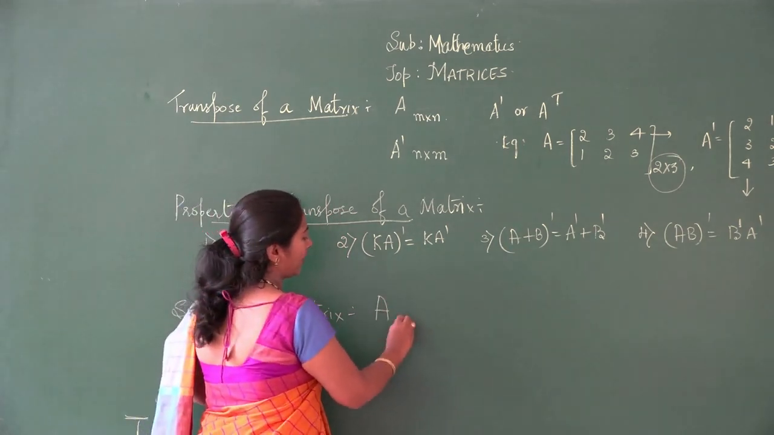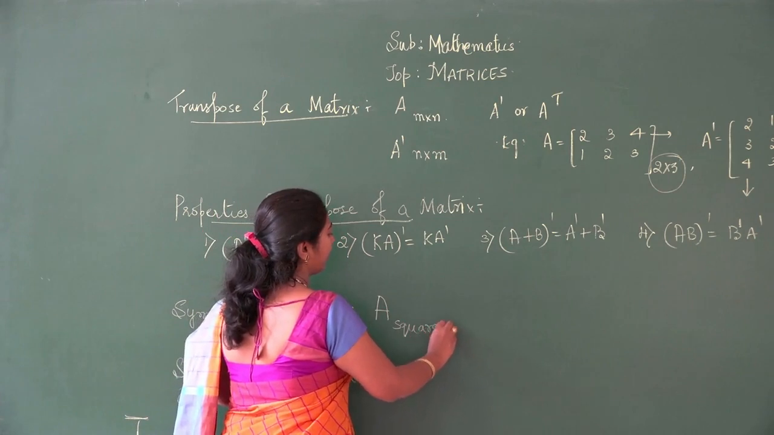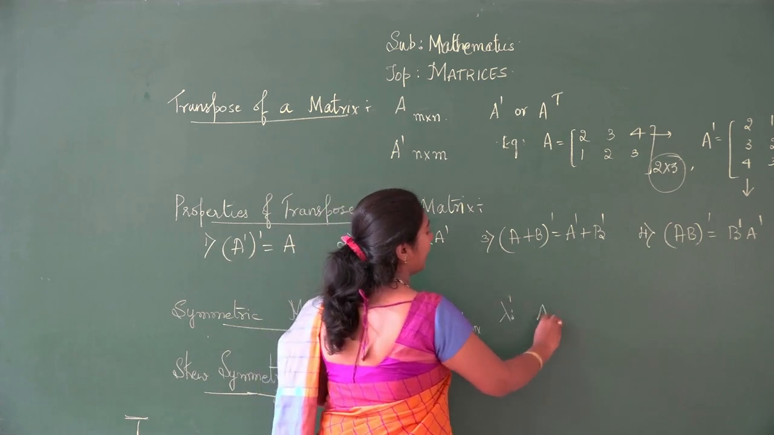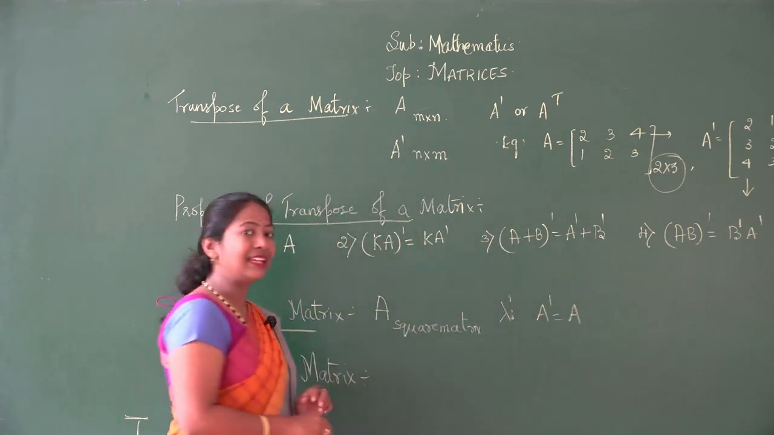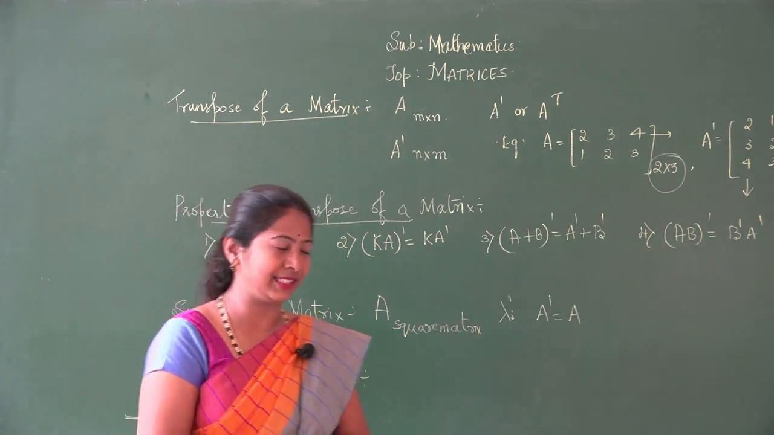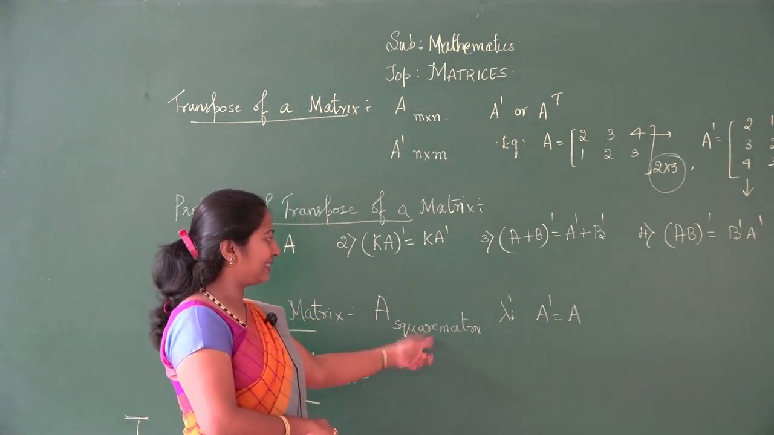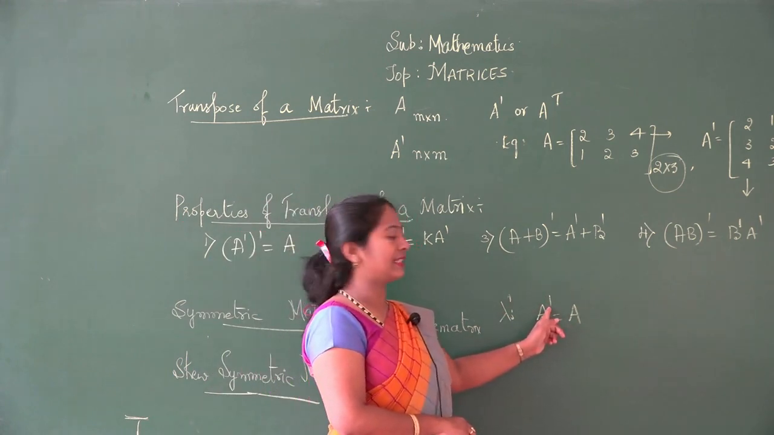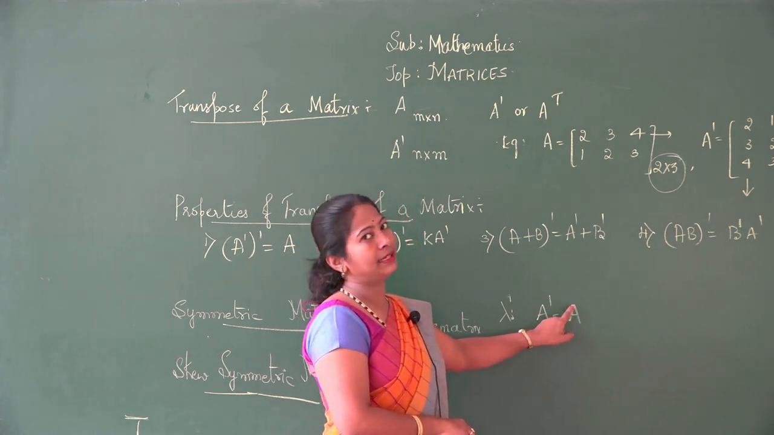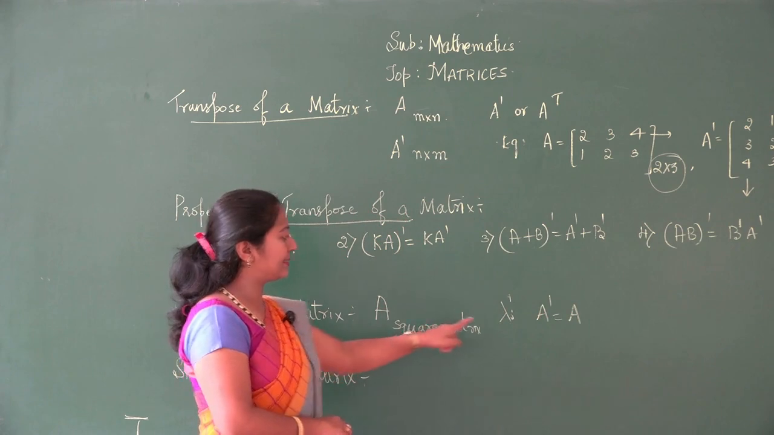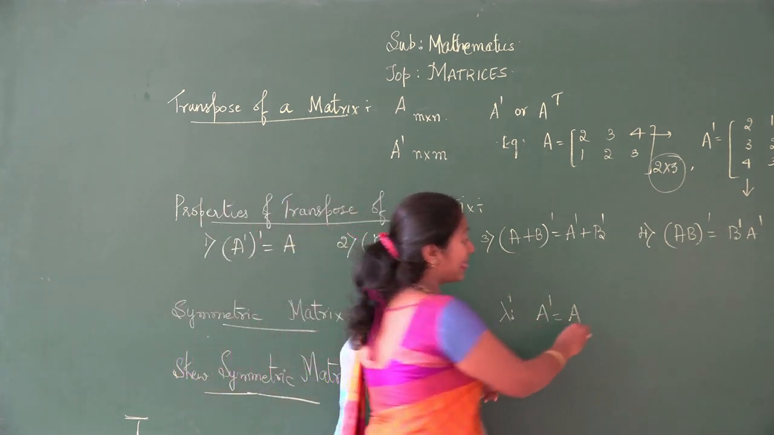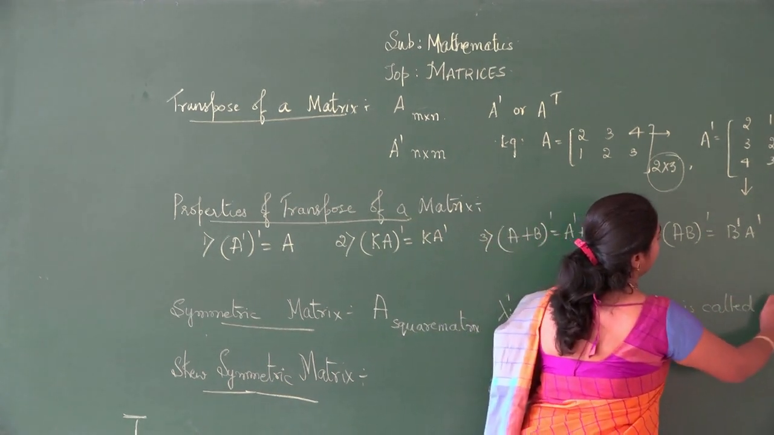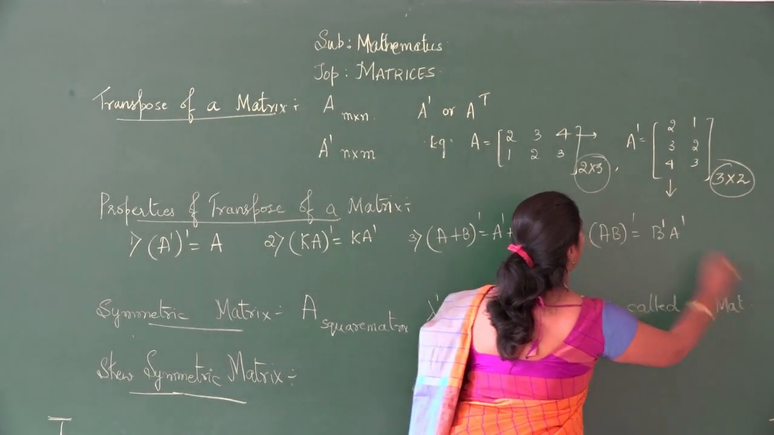If A is a square matrix such that A dash is equal to A, then we say A is a symmetric matrix. What is A dash? It's nothing but the transpose of a matrix. Then we say A is a symmetric matrix. A is called a symmetric matrix.